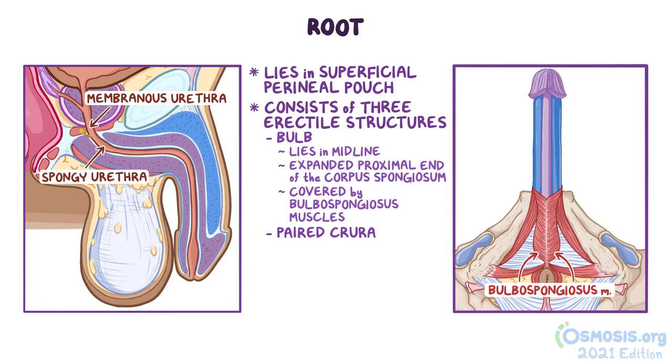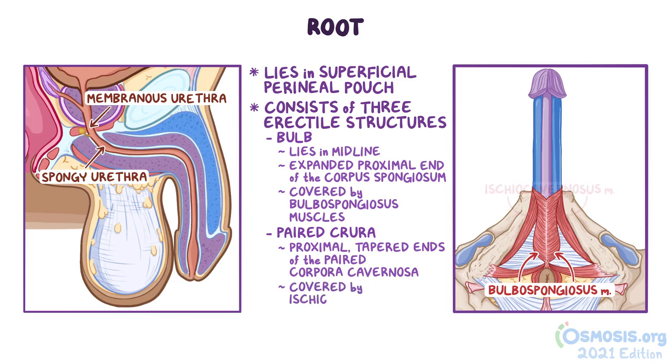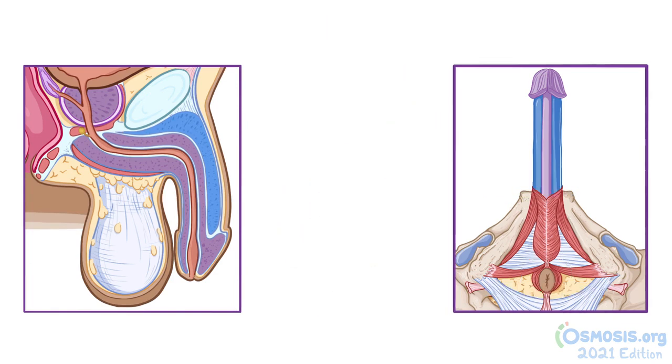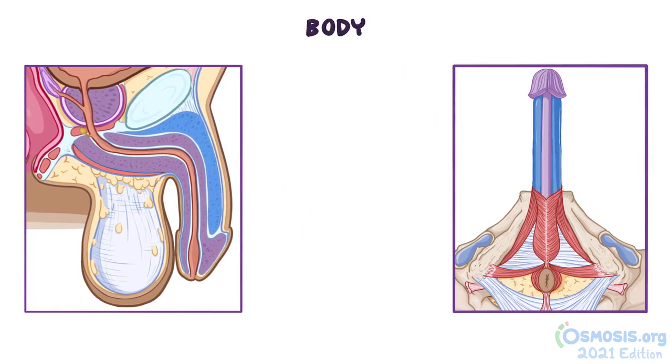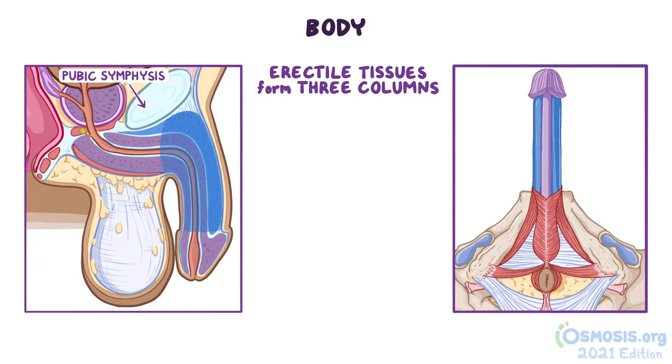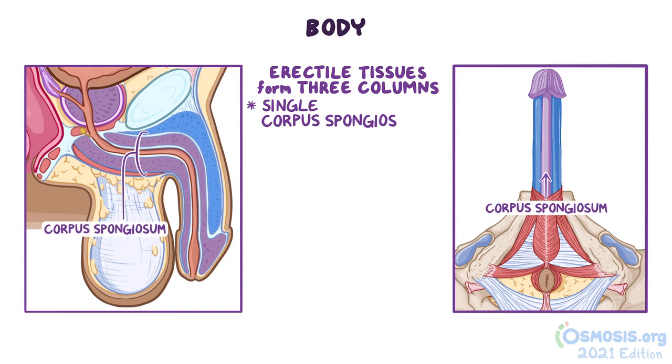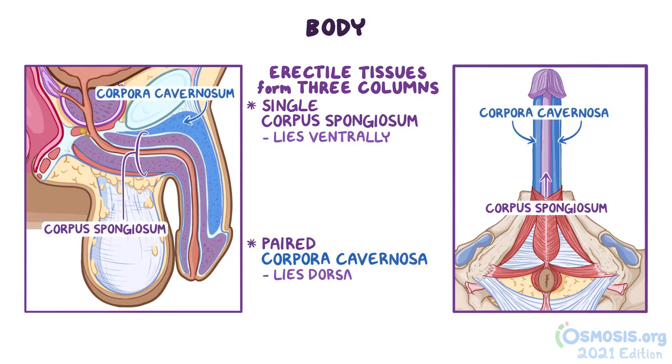The right and left crura lie on each side of the bulb and are the proximal tapered ends of the paired corpora cavernosa. The crura are covered by the ischiocavernosus muscles. Now, let's talk about the body of the penis, which is the free part of the penis hanging from the pubic symphysis. As the erectile tissues continue into the body of the penis, they form three columns: a single corpus spongiosum, which lies ventrally, and the paired corpora cavernosa, which lie dorsally.